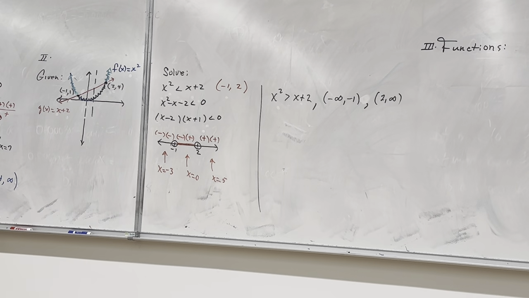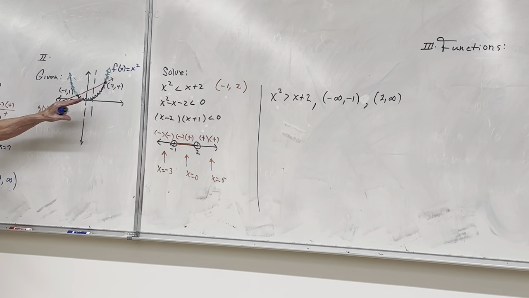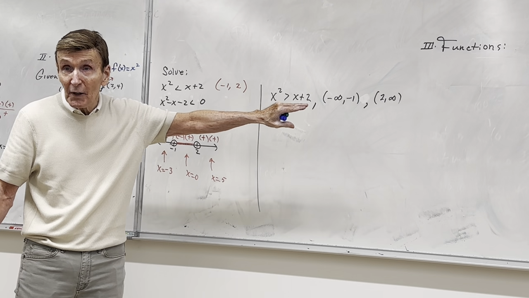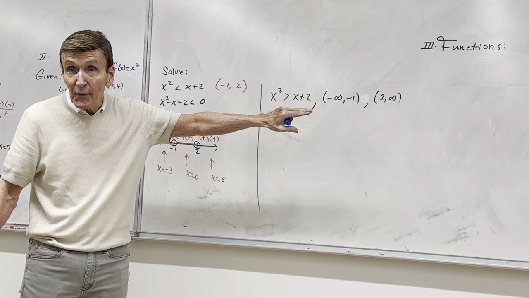Is, or was, my red line also a function? Would it also pass the vertical line test? If I pass the vertical line anywhere I wish, I just get one point of intersection with the red line. So they both are functions. And that takes me right back into where we left off, I think, on Monday, the functions.